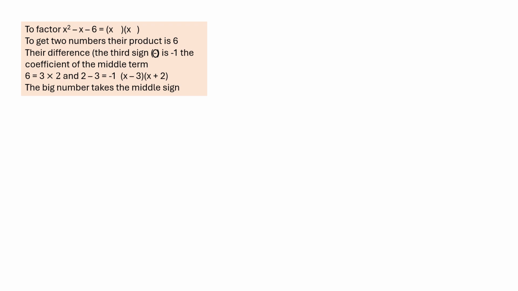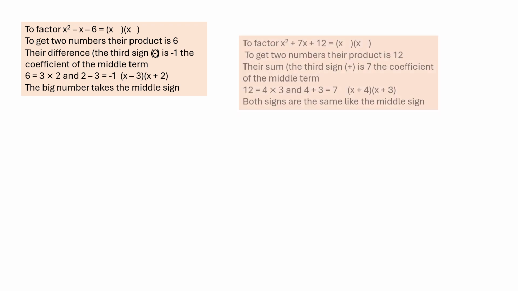So after you choose 3 and 2, look at the last sign of 6. The last sign of 6 is negative. So look at the big number, which is 3, and put the middle sign, negative x. So put negative beside 3 and positive beside 2. This is the method: the big number takes the middle sign.